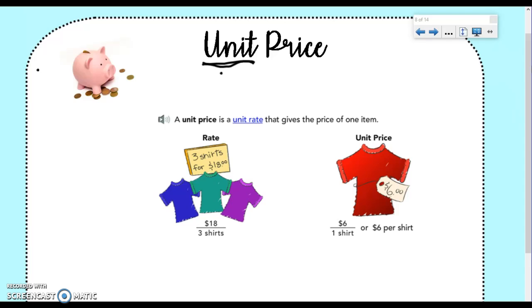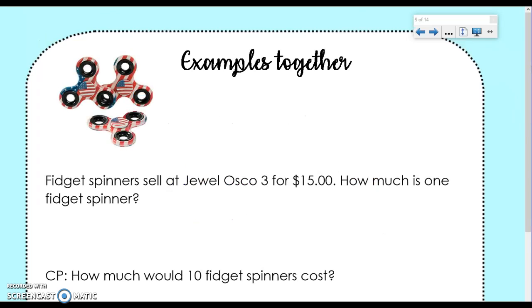We use unit prices all the time, especially when you get older and you're going to the grocery store. So a few examples together. They want to know how much fidget spinners are. It says a fidget spinner sells at Jewel Osco 3 for $15. How much is one fidget spinner? Unit price and unit rate are a lot alike. I want you to write in your notes price over amount. If you remember that your price will always go on top, you'll be set.